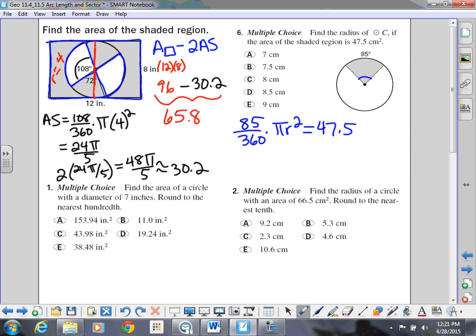So we're going to be solving for radius now. If I multiply 85 over 360 times pi, that gives me a decimal, 0.7417 r squared. I'm going to divide by that decimal, and that gives me about 64, which is nice. So if I square root that, my radius is 8, which is C.